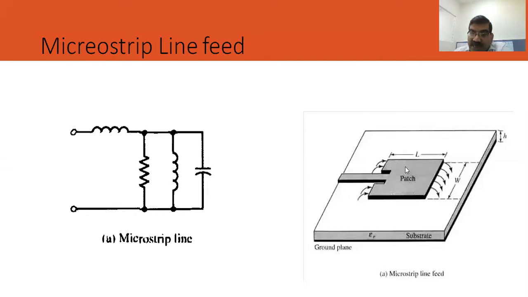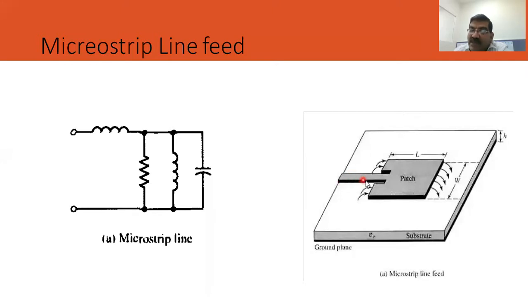Now this feeding, this patch is considered. This patch is at the center. The substrate has this black line, which is the complete ground plane, again a copper plate. Now this feeding line is the microstrip line.